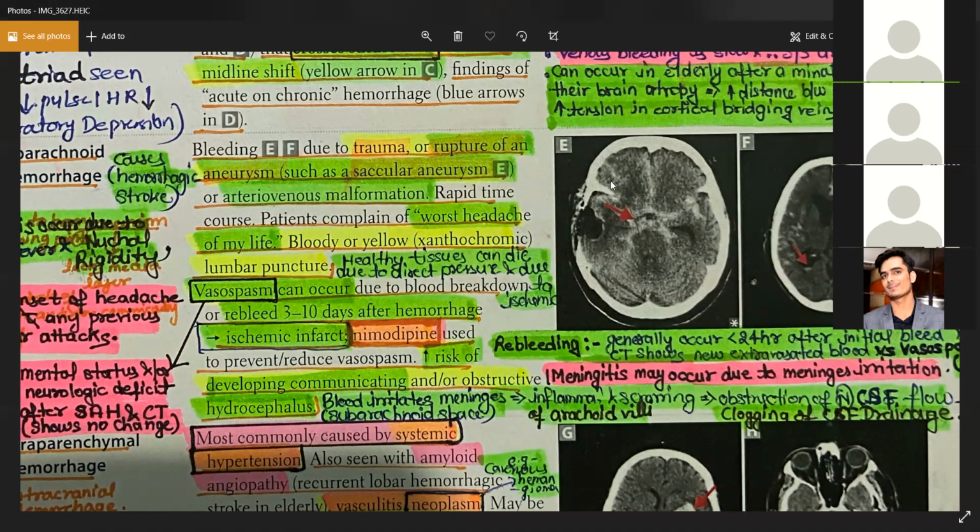After 10 to 12 days, the blood won't be there, and vasospasm will come, after 3 to 4 days. After the vasospasm, you will get the hypodensity because of the ischemia. It will be a hypodensity of a particular area of the brain that will die because of the vasospasm.